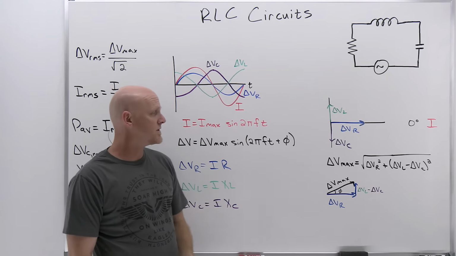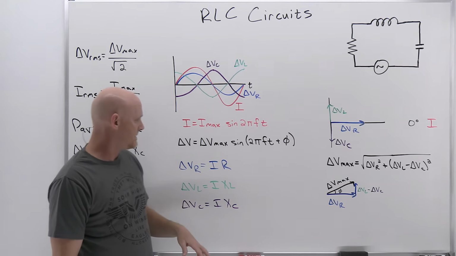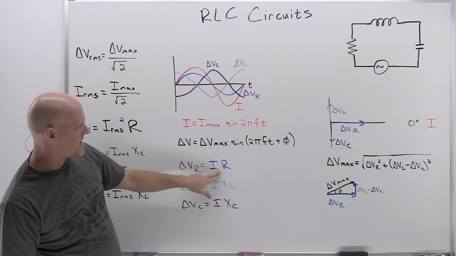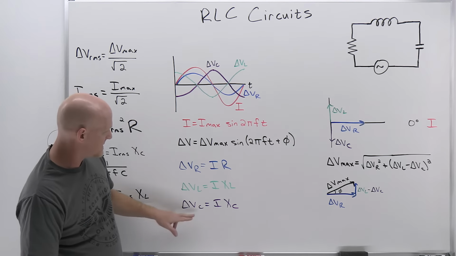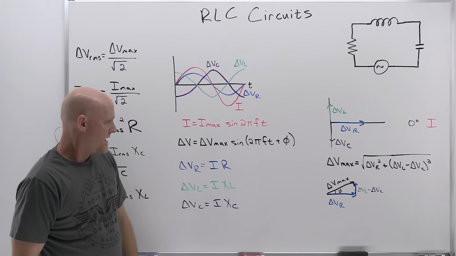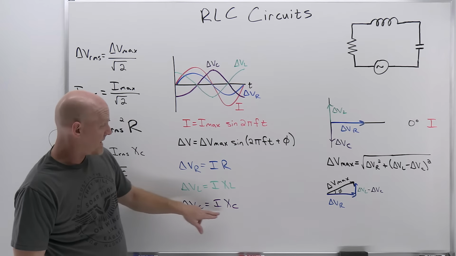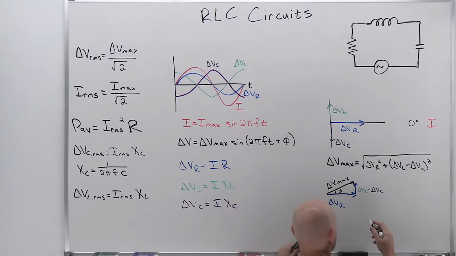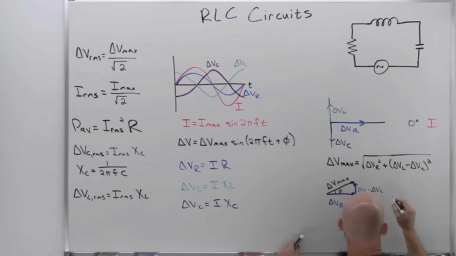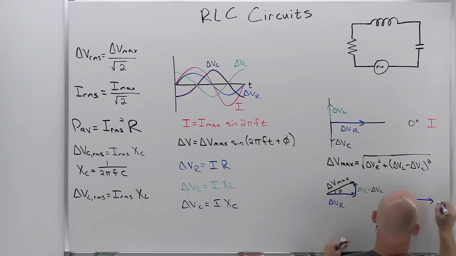So that's ultimately what we're doing here, but then we're going to substitute in, so for delta V of the resistor, IR, delta V of the inductor, I XL, and then delta V across the capacitor is I XC, and plug them back in and make a new phasor diagram here instead. And so what we're going to find, though, is that we can make an analogous phasor diagram here.